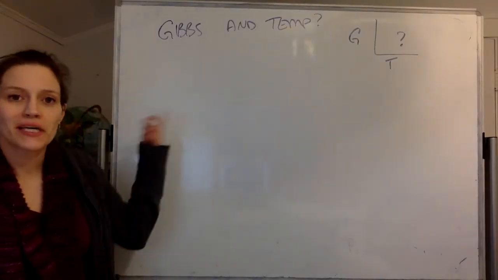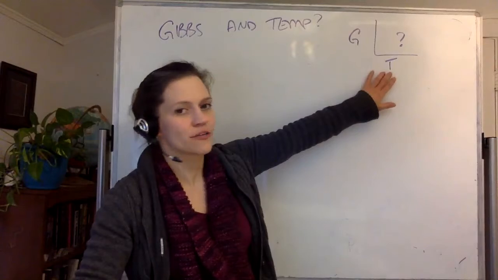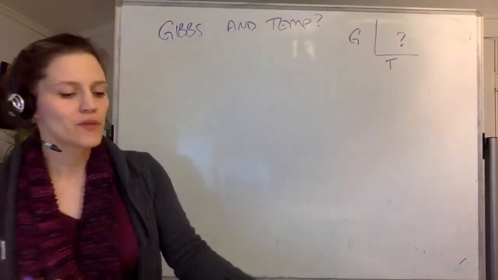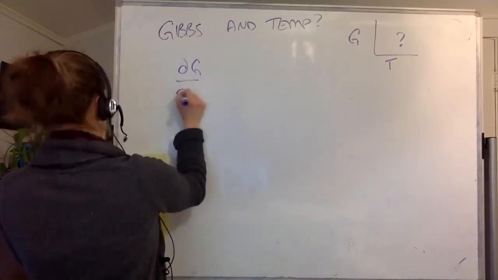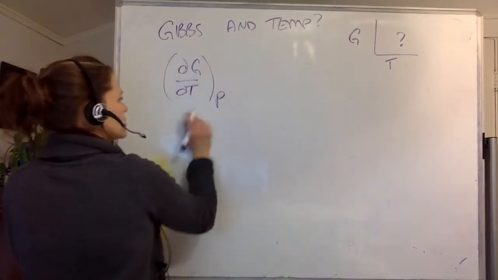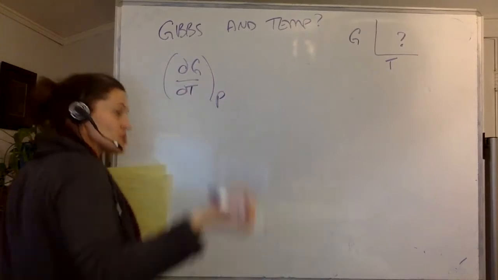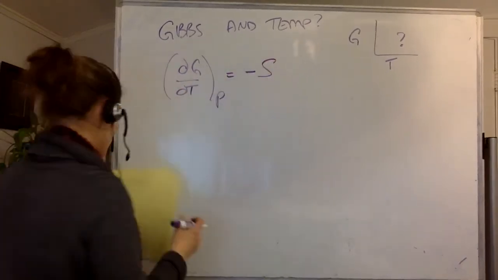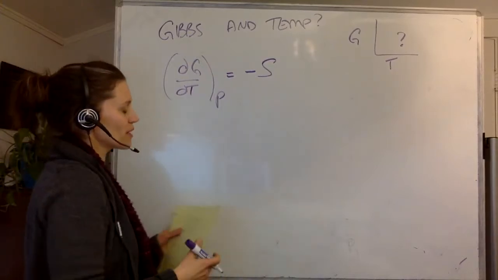Okay, so now I want to relate Gibbs and temperature. And I want to know if I have Gibbs as a function of temperature, what would the plot look like? And would it be the same for solid, liquid, or gas? So one of the things I want to start with is partial G, partial T at constant pressure. This tells me how my Gibbs energy changes as I change temperature at constant pressure. That is equal to negative entropy for any substance. That's pretty cool. So we can relate this directly to entropy.